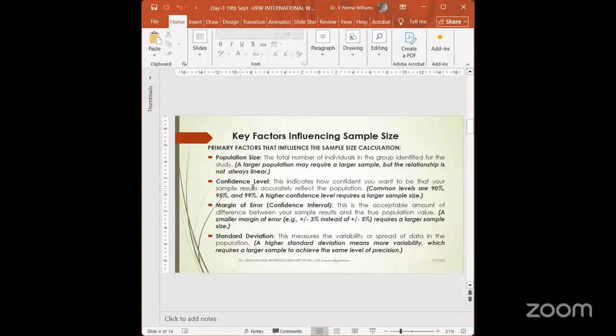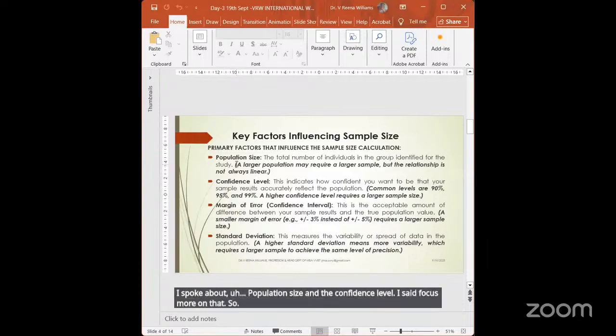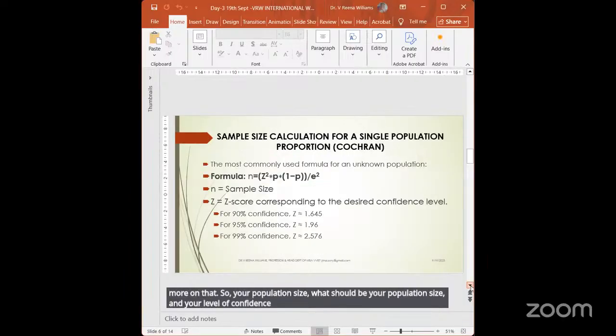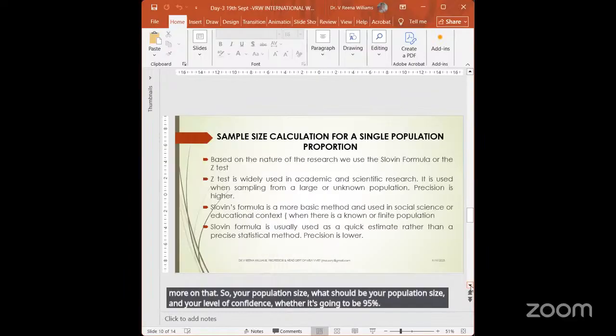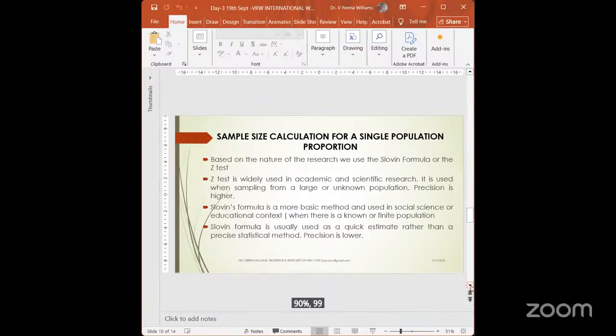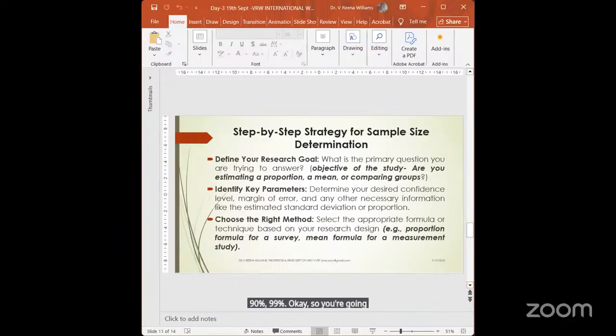population size and the confidence level. I said focus more on that. So what should be your population size, and your level of confidence, whether it's going to be 95%, 90%, 99%. Okay, so you're going to identify that. Identify your key parameters.